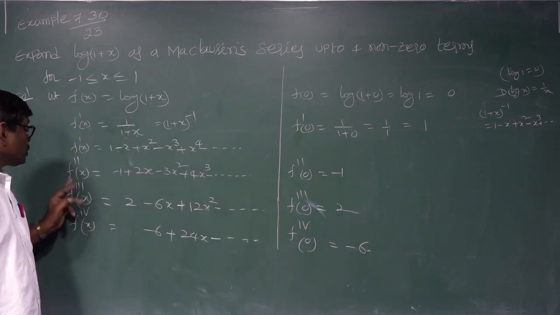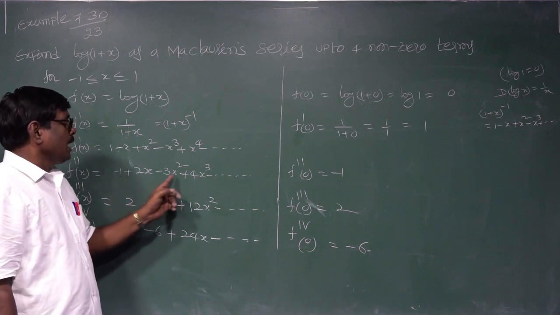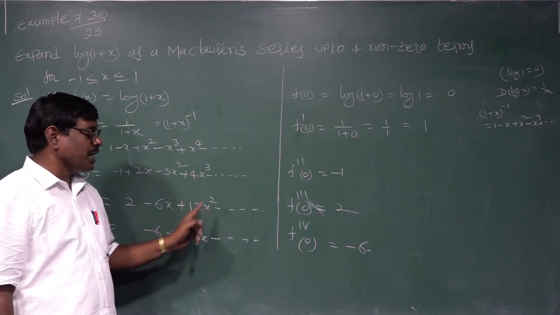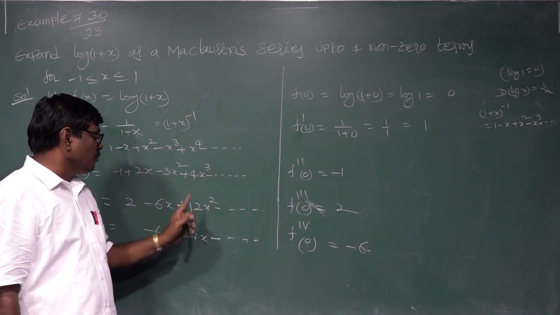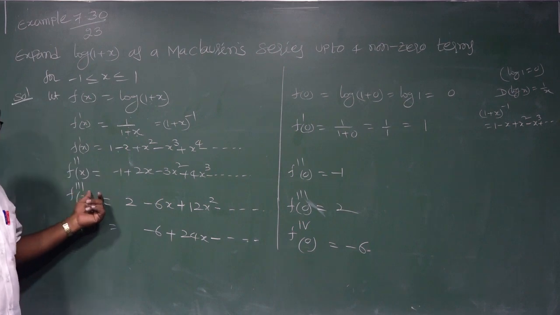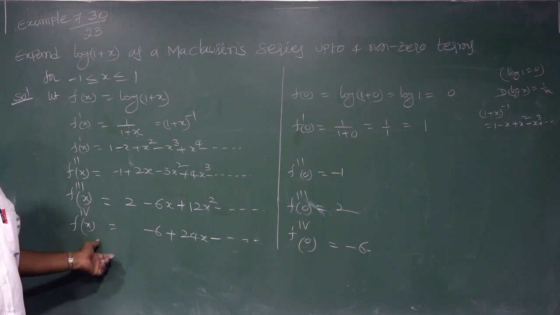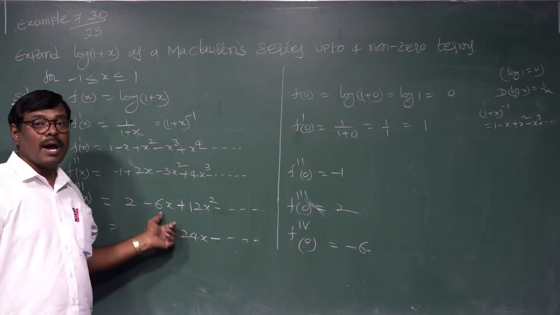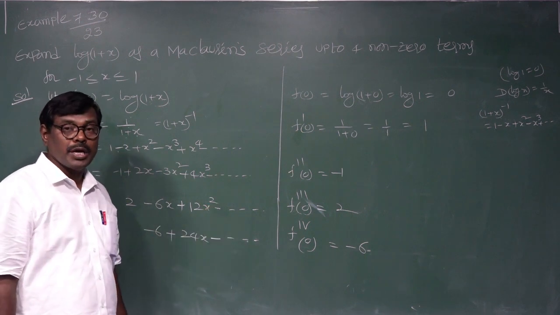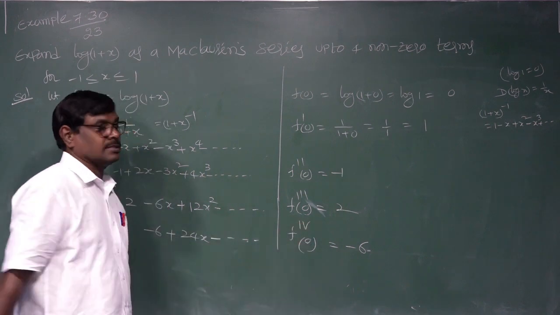Next, f triple dash x equals: constant derivative 0, minus x derivative... 2x derivative 2, minus x square derivative minus 3 into 2 equals minus 6x, plus 4 into x cube derivative 3x square, 3x square into 4 is 12x square, minus 1. Then x equals 0, f triple dash 0 equals 2. Next, the fourth derivative: constant 0, minus 6, derivative of x square 2x, 2x into 12 into 4x, and so on, so f fourth derivative 0 equals minus 6.